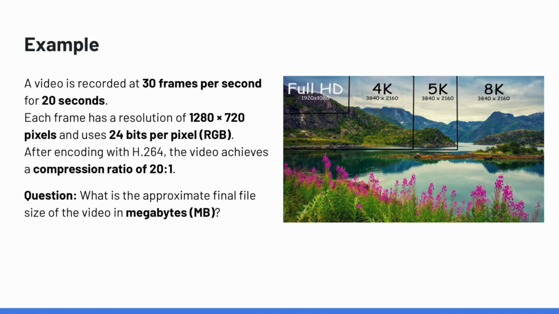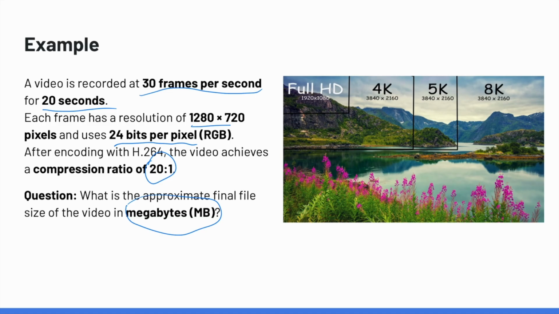Okay, to finish out this section on how video is displayed using binary, let's solve a really quick practice question. A video is recorded at 30 frames per second for 20 seconds. Each frame has a resolution of 1280 by 720 and uses 24 bits per pixel. After encoding with H.264, the video achieves a compression ratio of 20:1. How many megabytes does the final file take?